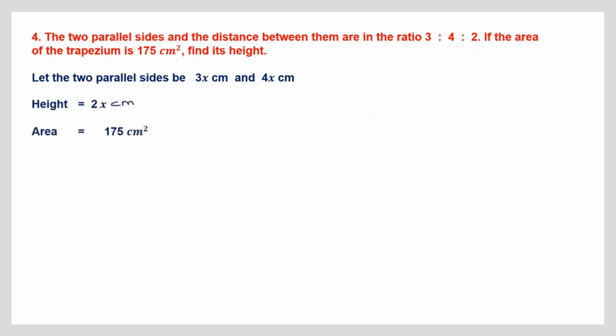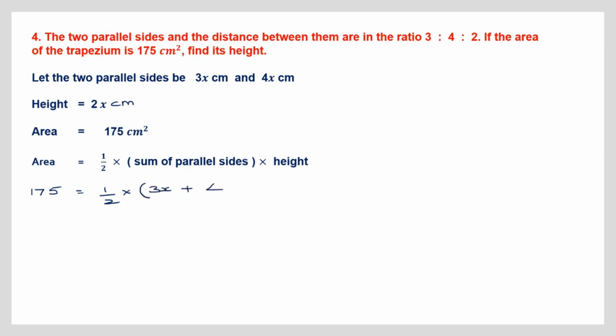Now we've been given the area, which is 175 centimeter square. Let's use the formula and find the height. So the formula is this. So area is given, let's substitute 175 centimeters square, half into sum of the parallel sides. So parallel sides we said 3x and the other one is 4x. So the sum is 3x plus 4x into the height, which is 2x. So here I can cancel this 2 and this 2.